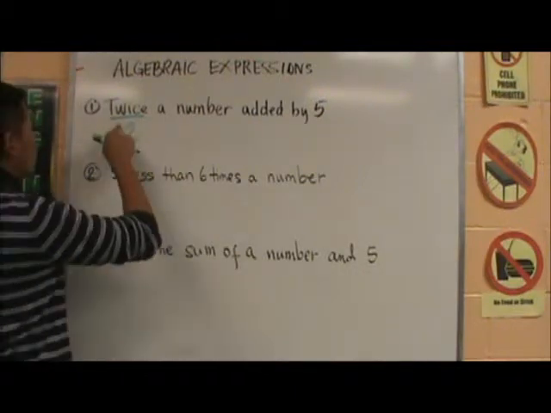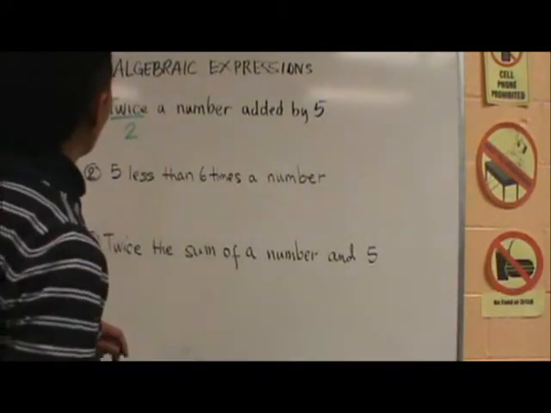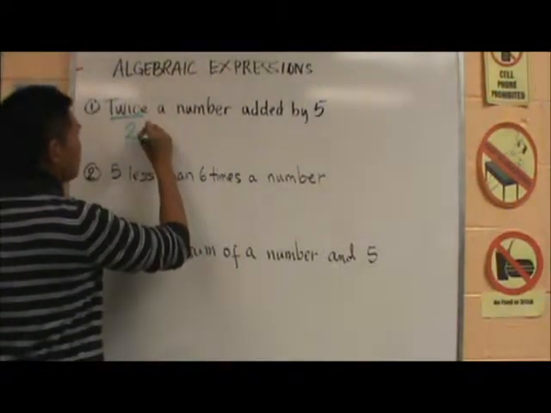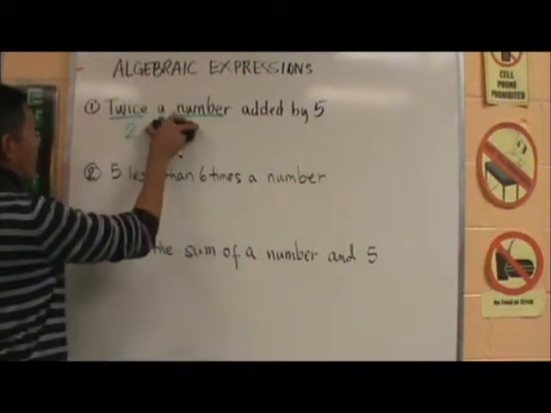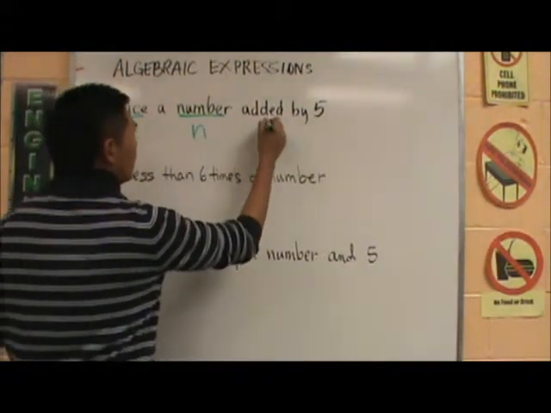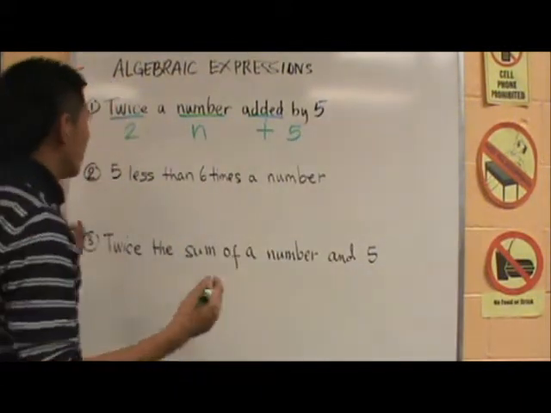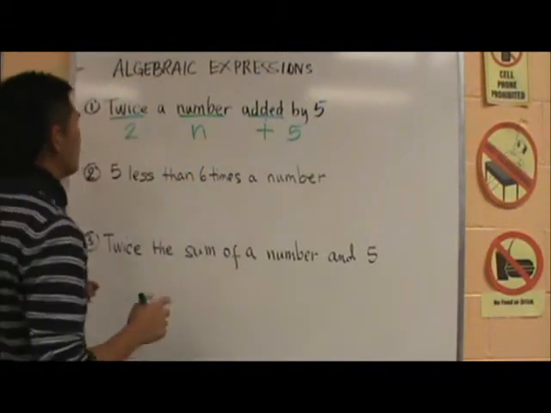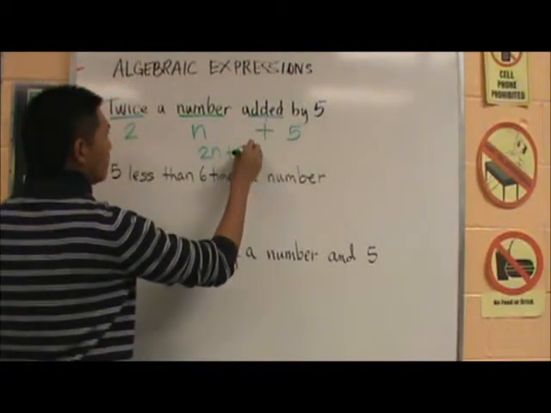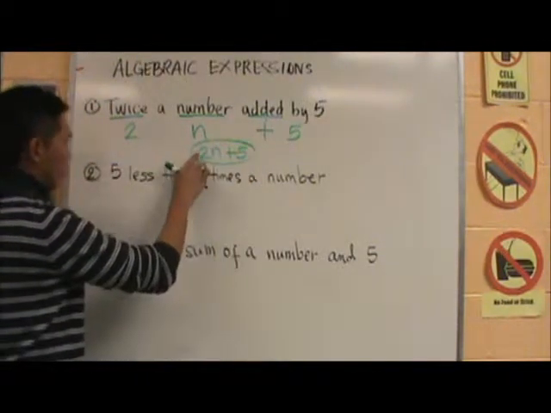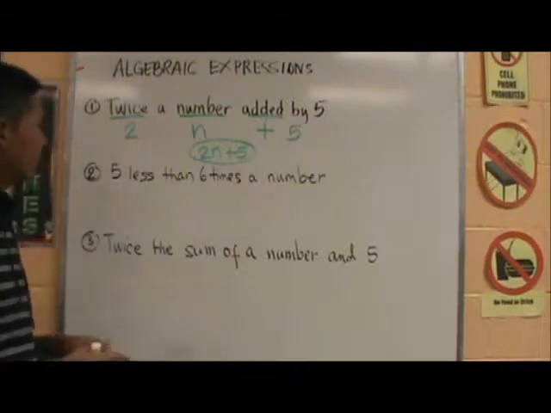So right now I have twice, which is 2, twice a number, which is, let's say I'm thinking about n. Okay, that number is n, and then added, obviously you're going to use plus, and then by 5. So basically your expression is going to be 2n plus 5. This is telling you that twice a number plus 5 is 2n plus 5, an algebraic expression.